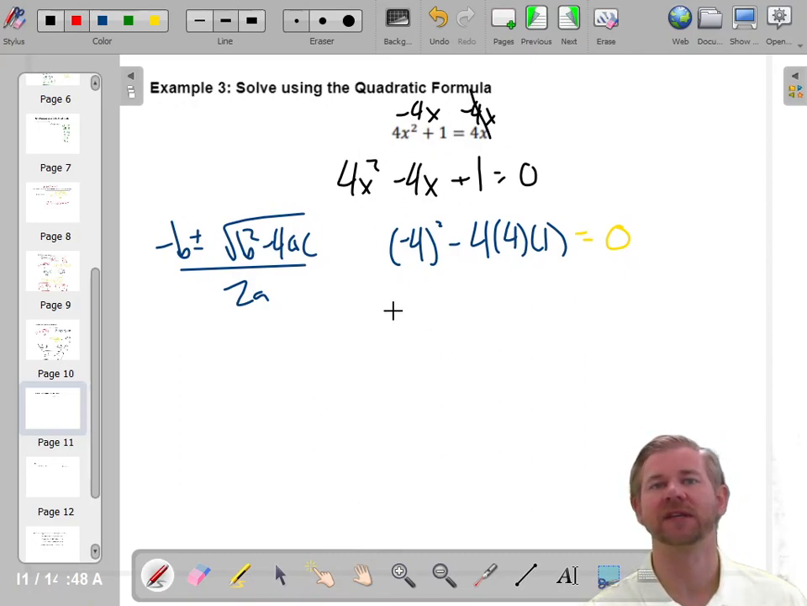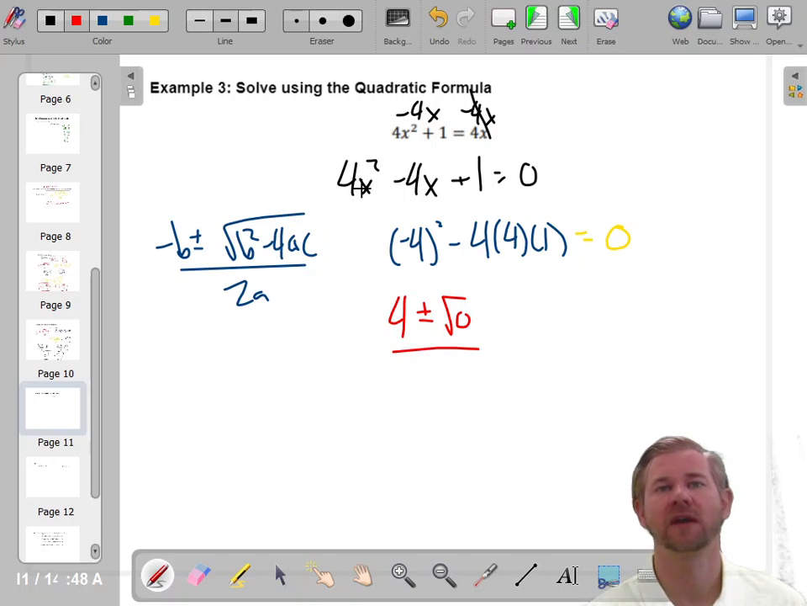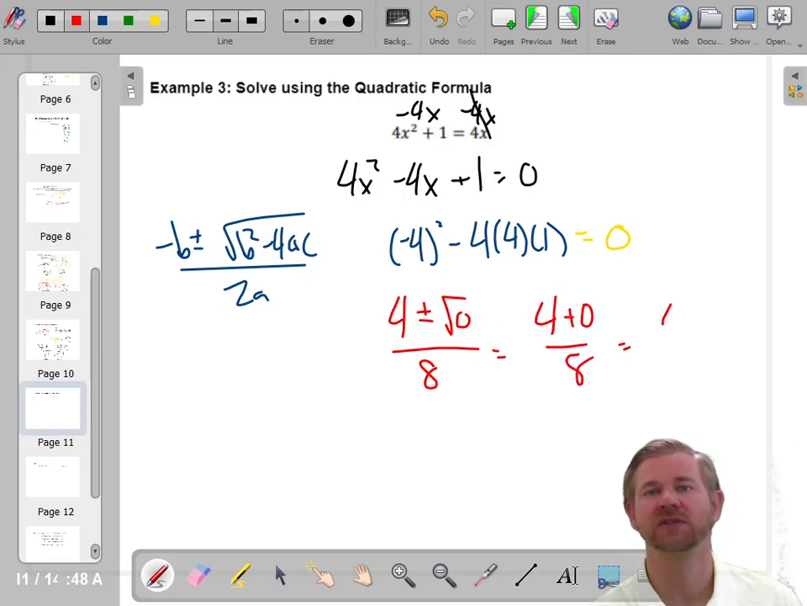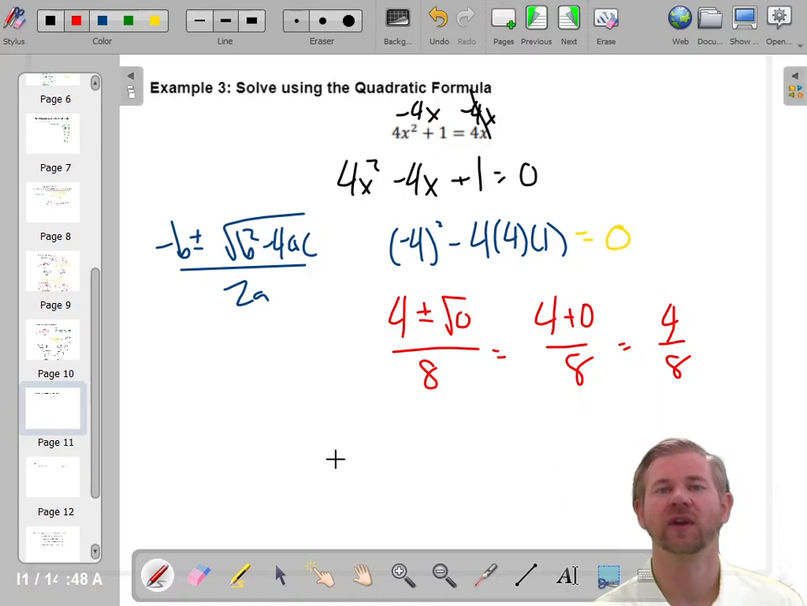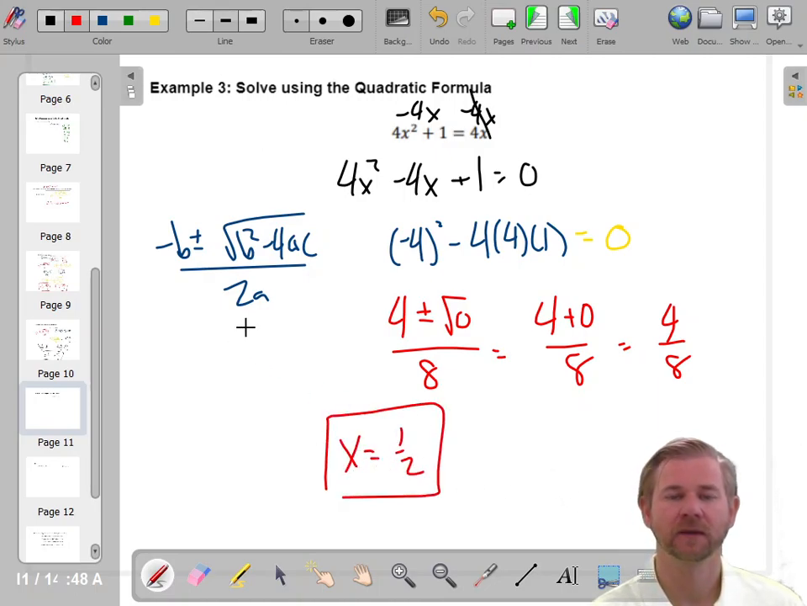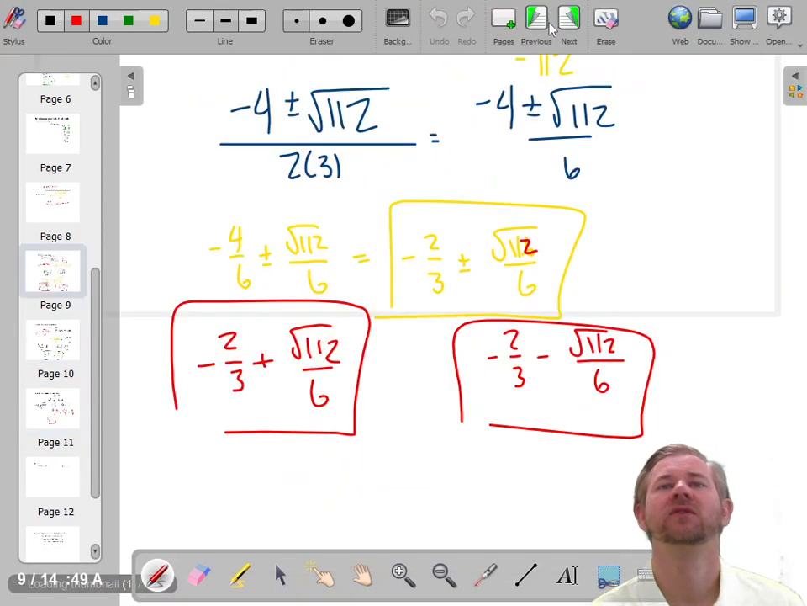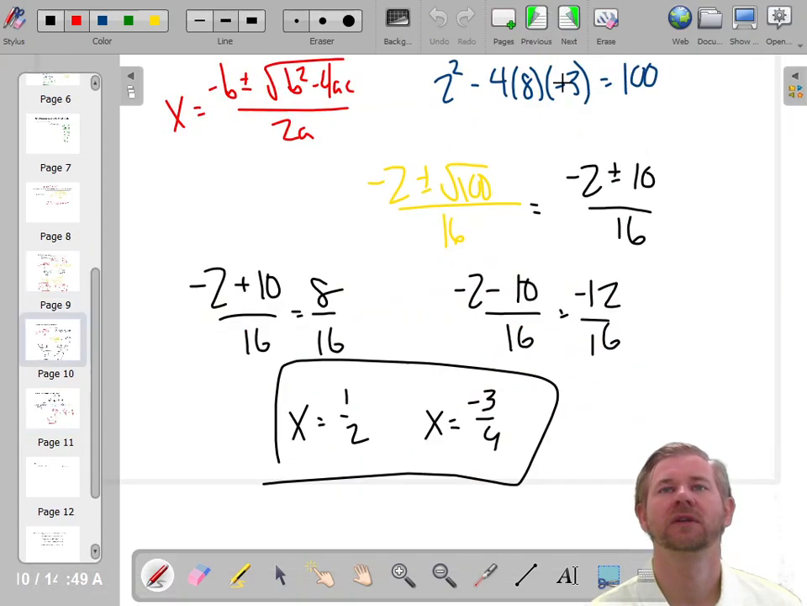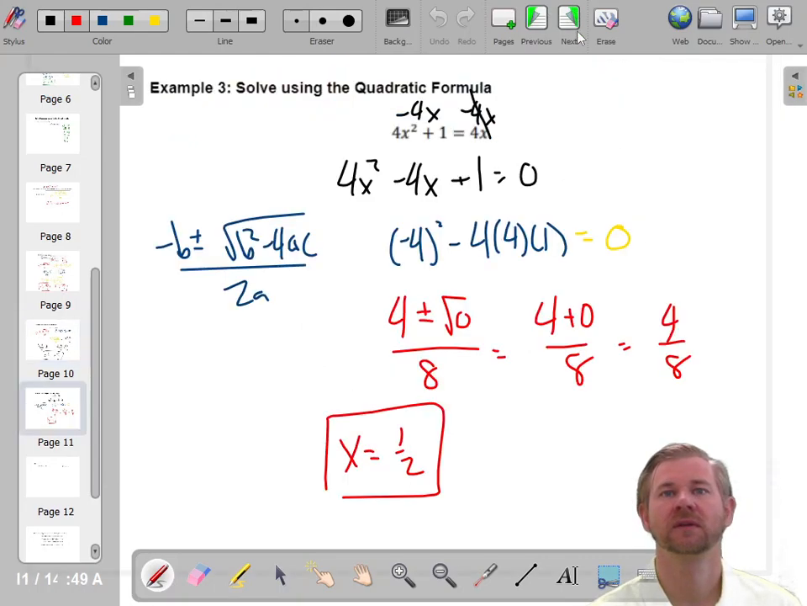The opposite of B, the opposite of negative 4, is 4 plus or minus the square root of 0 over 2 times 4. 2 times 4 is 8. Now, since the square root of 0 is 0, this is just like saying 4 plus 0, which is just 4 over 8. So the only answer to this one is 1/2. Okay, so we had 2 gross answers, we had 2 nice answers, and then we had 1 nice answer.